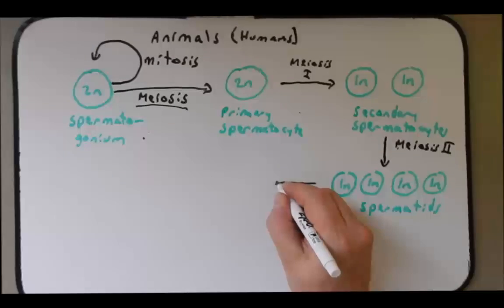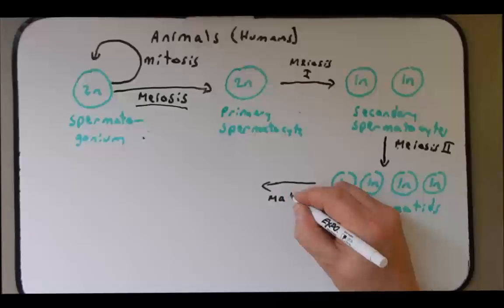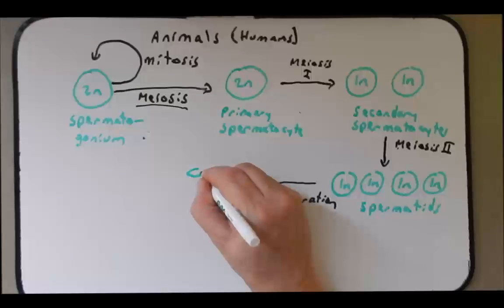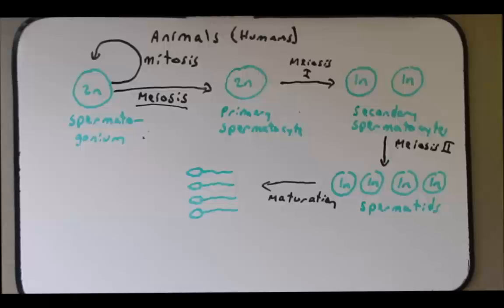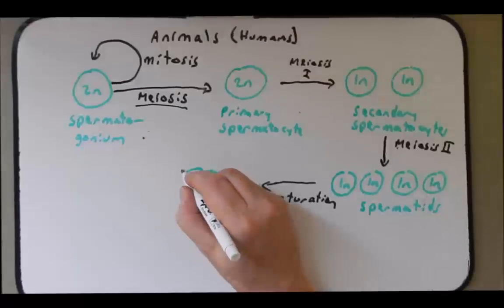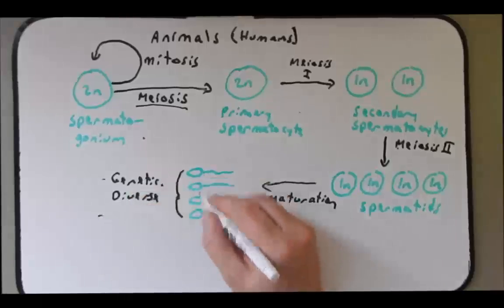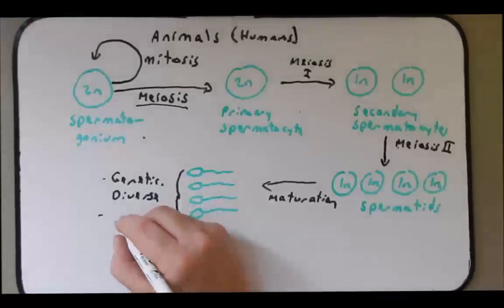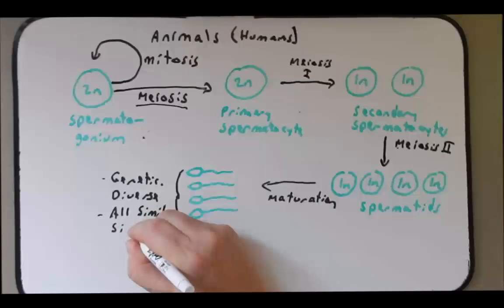What happens next is a process that we'll call maturation. At this point each one of them will mature into a sperm. Because of meiosis, they are genetically diverse. But these 4 sperm that are produced from this one diploid cell are also all similar sized.